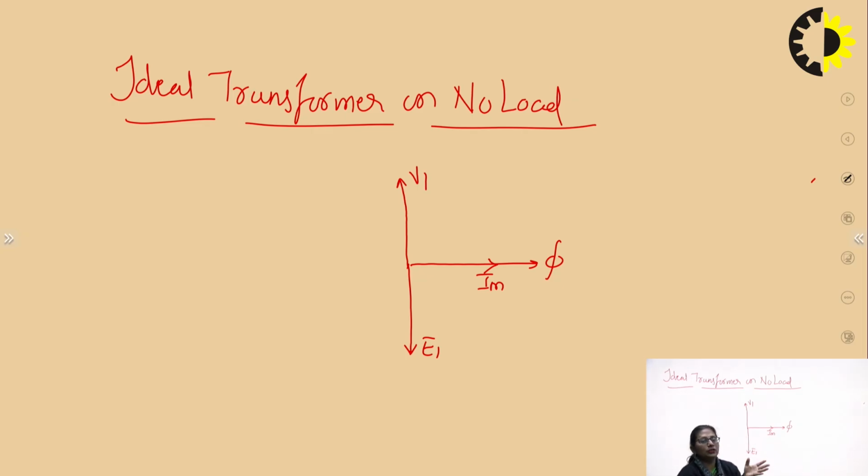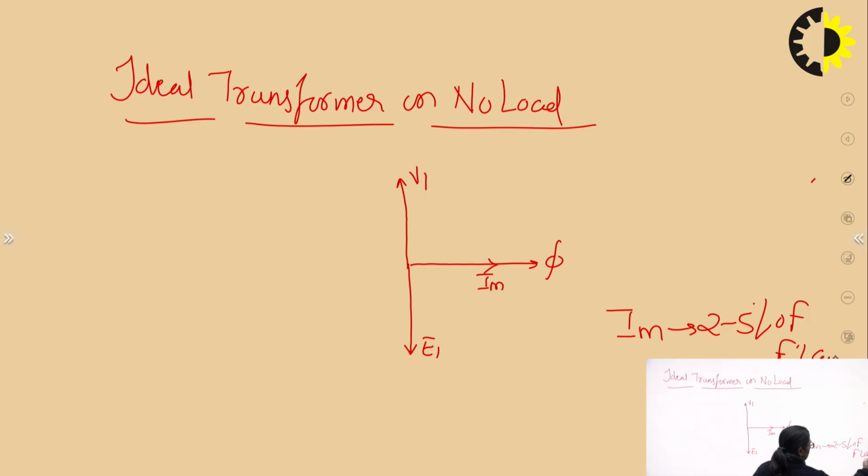And as the permeability of the core is very high, this magnetizing current has a very small magnitude. If I compare, this magnetizing current is nearly 2 to 5% of the full load current. In fact, 2 to 3% of the full load current. So this magnetizing current is very small. Say if 100 is the rated full load primary current of the transformer, then the magnetizing current would be 0.2 to 0.5. So the magnitude of this current is very small.